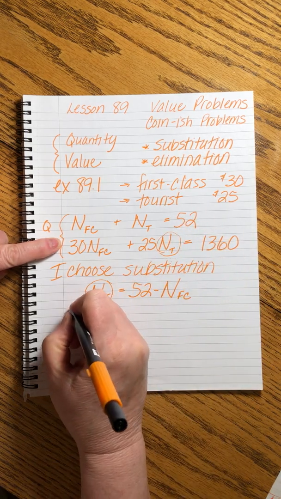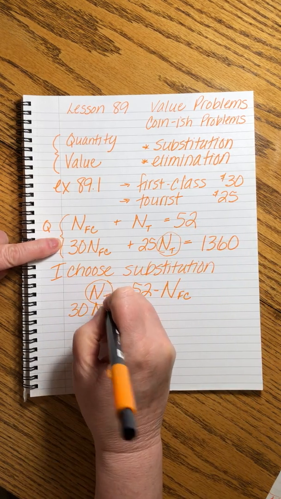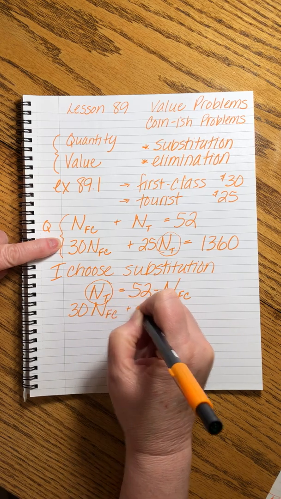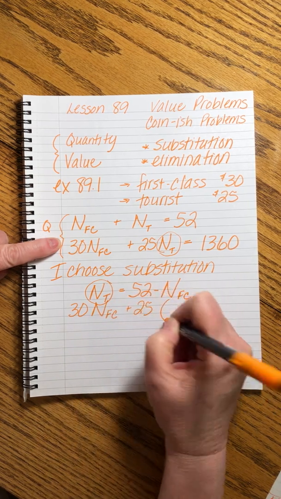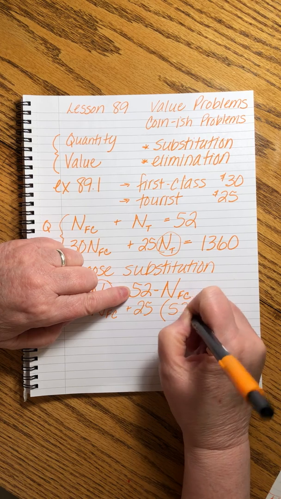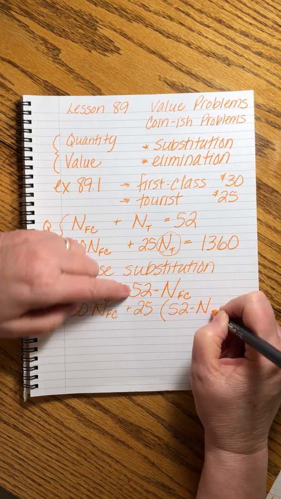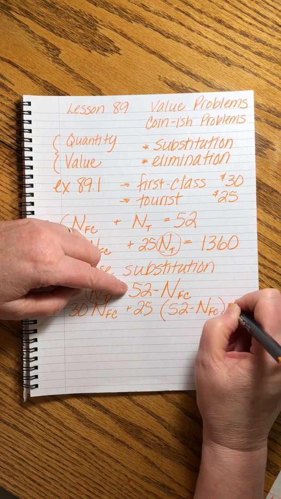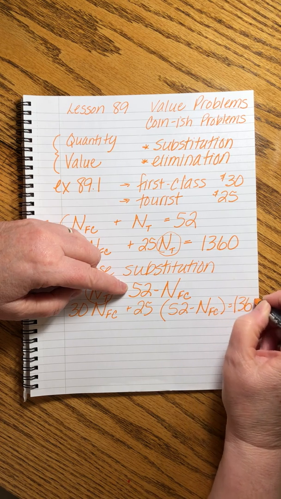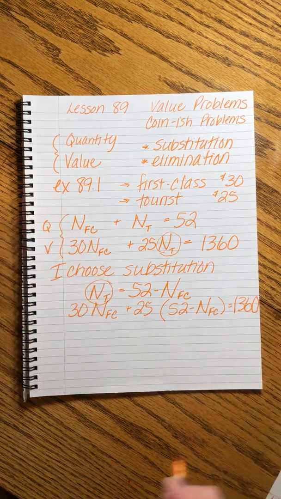So this will become 30 times the number of first class plus 25 times 52 minus the number of first class equals 1360. That had to get skinny.